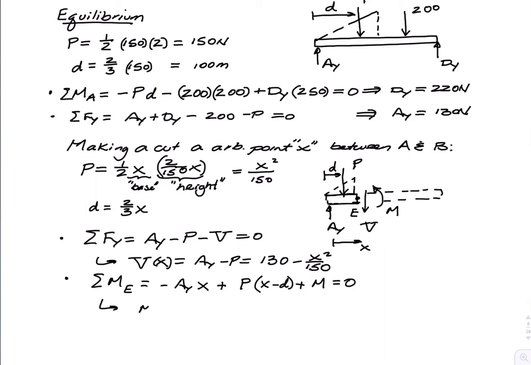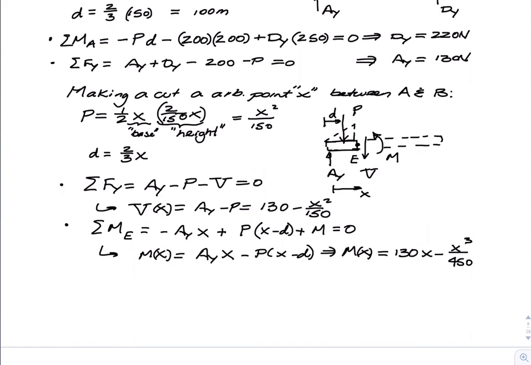So from here, I see that the bending moment M is the reaction Ay times x minus P times x minus d. And so what I get for the internal bending moment, let me write that out, that M of x then is equal to 130 x minus x cubed over 450.